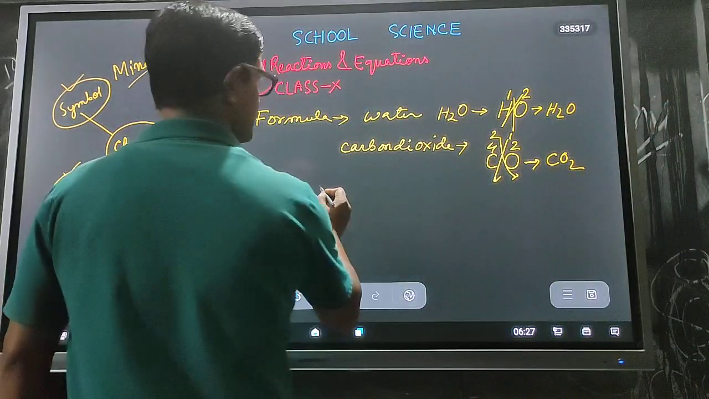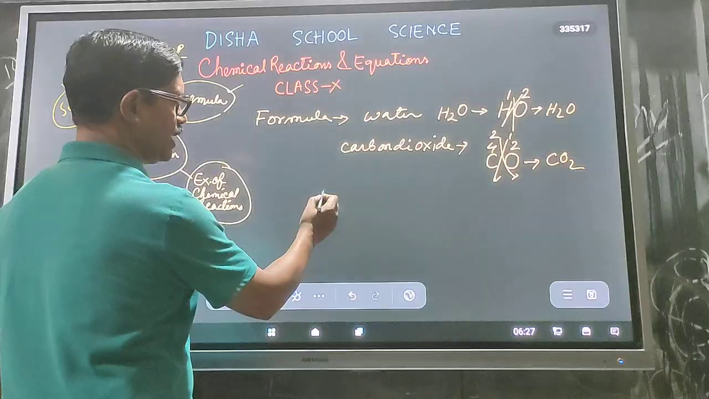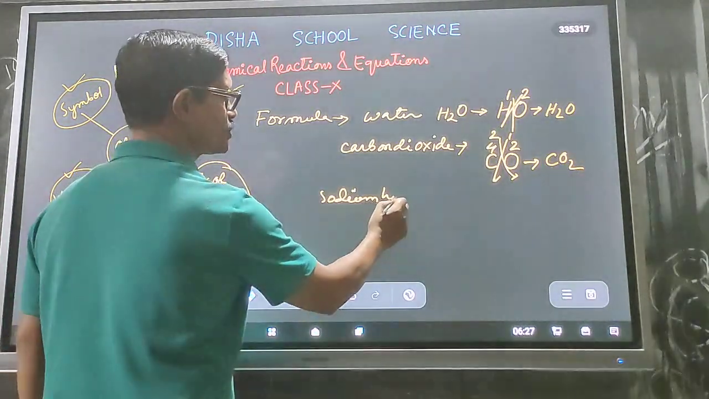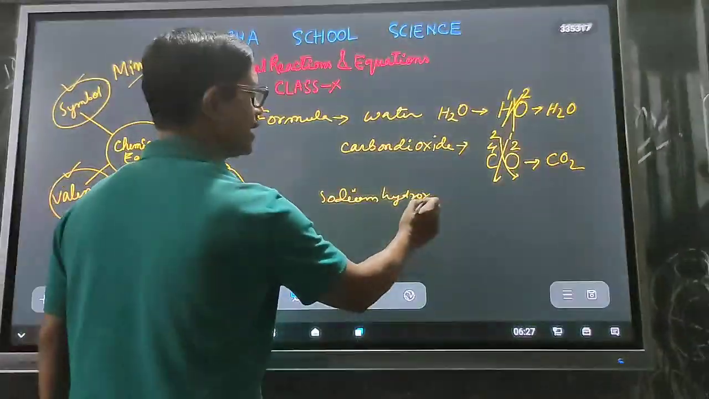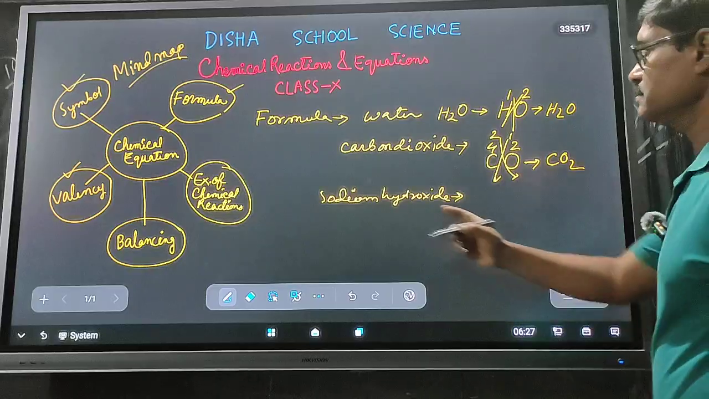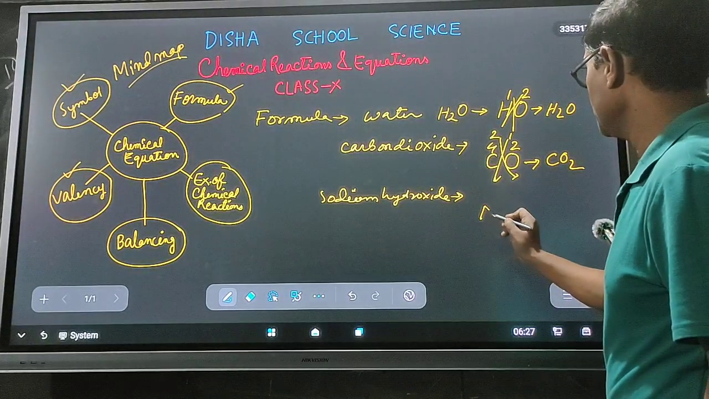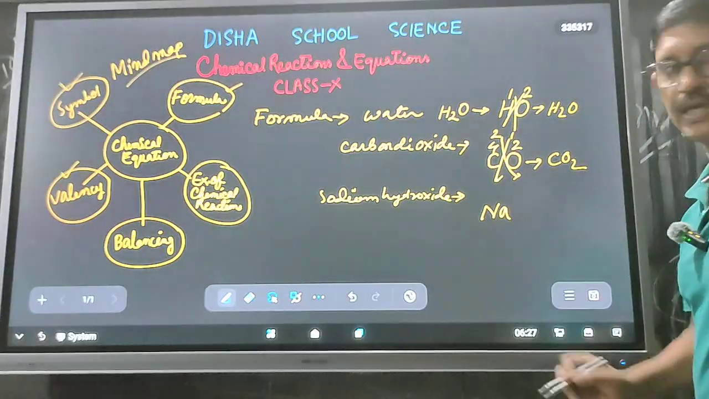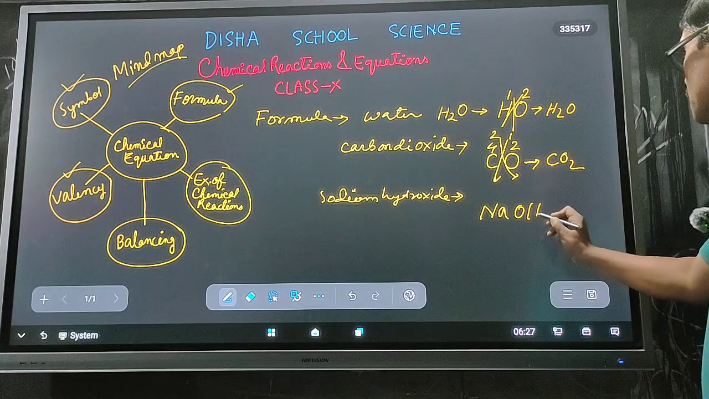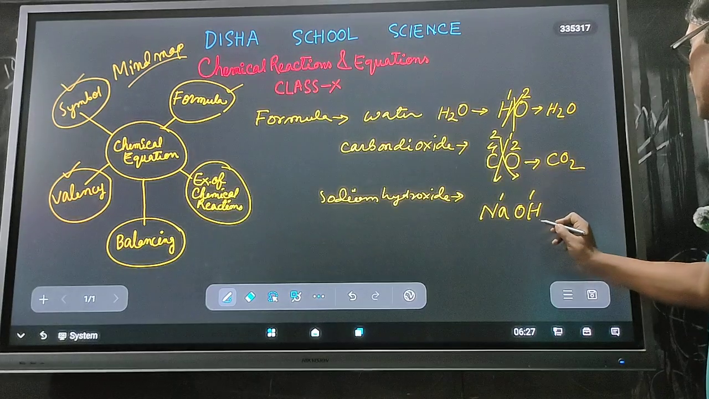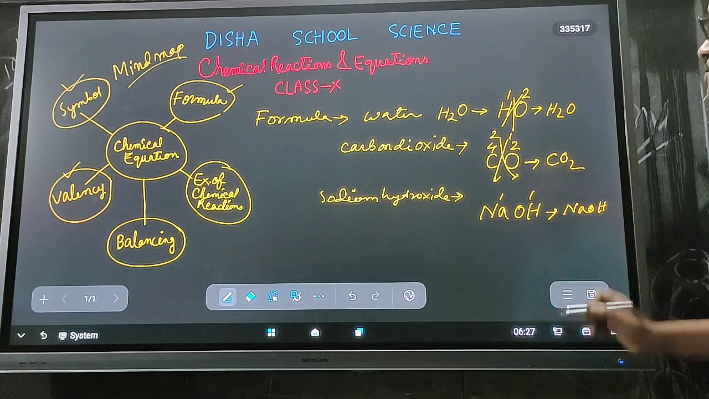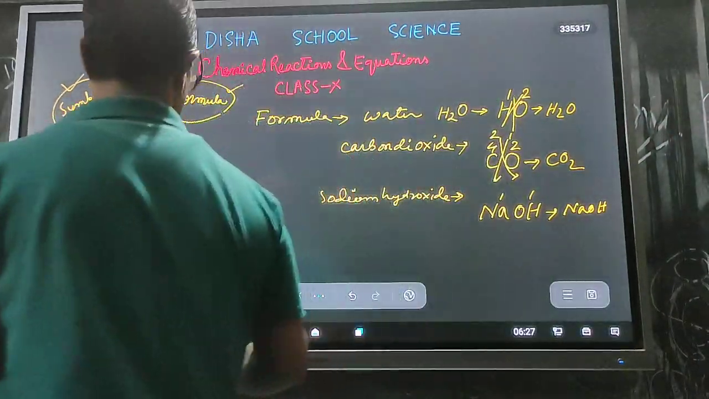Another important formula is sodium hydroxide. Sodium hydroxide means sodium is there, Na, and hydroxide, this is a polyatomic ion, OH. Both have valency 1 and 1. So simply NaOH will be. So like this, we should know formula.